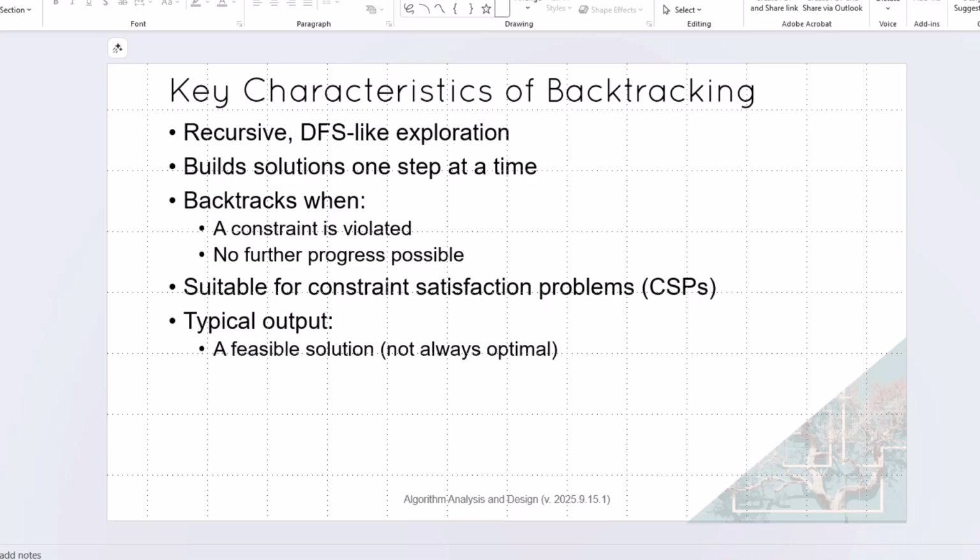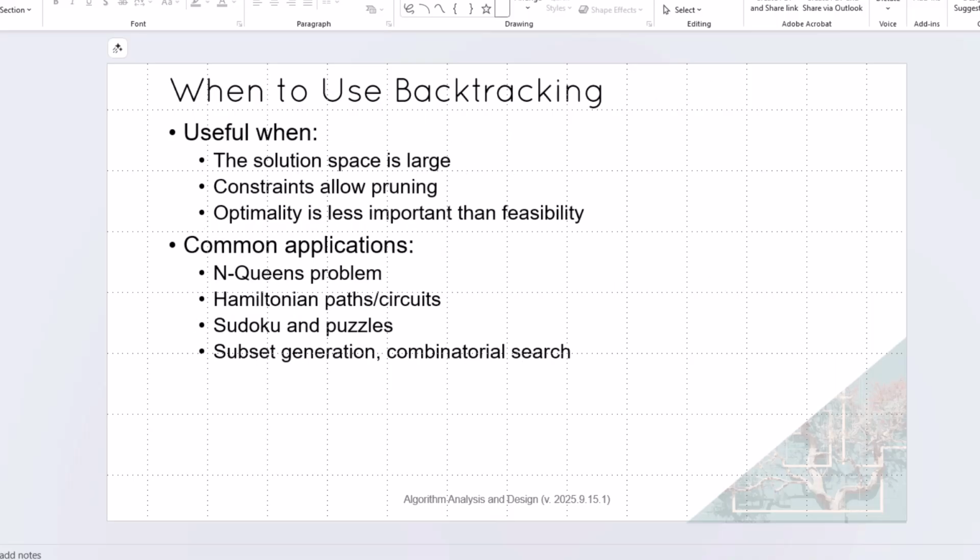Typical output would be a feasible solution, and the one thing to keep in mind with backtracking is that these are not always optimal. They're just a feasible solution. They're useful when the solution space is large. Constraints allow pruning, meaning we remove entire swaths of possible solutions because they aren't really possible solutions. And optimality is less important than feasibility. Common applications, we'll talk about the n-queens problem, for example, and Hamiltonian circuits in particular. They can be applied to Sudoku and puzzles, as mentioned, also subset generation and combinatorial search.